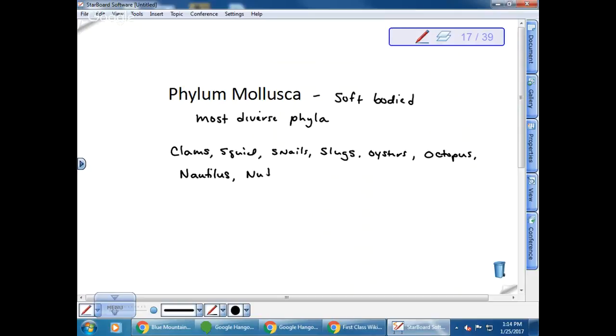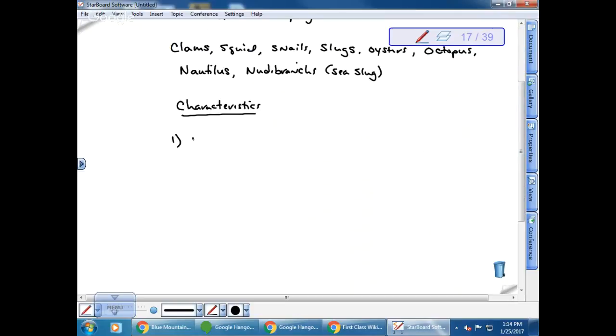We also have organisms that are called nudibranchs. And this is a name for a sea slug. And of all the mollusks, we see that the nudibranchs are actually the most diverse in the number of species. So if we look at the characteristics that make it so all of these organisms are in this group, we would say, one, these all have a muscular foot. However, it has been modified into a tentacle in some.